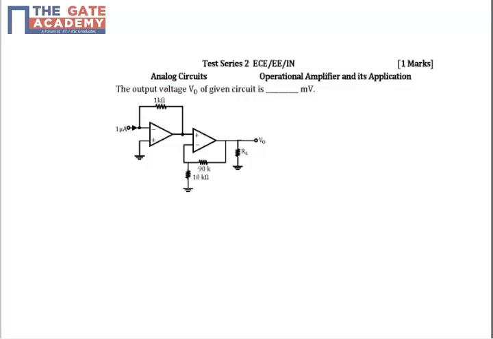Hello friends, this question is from the test series number 2. Question subject name is analog circuit, topic name is operation amplifier. It's a 1 marks problem.